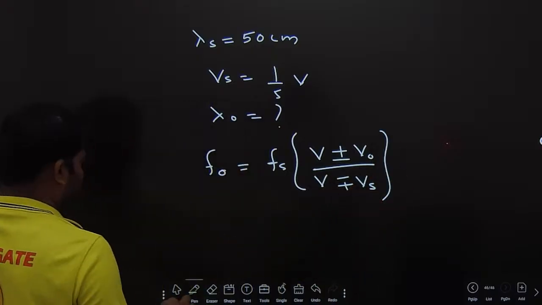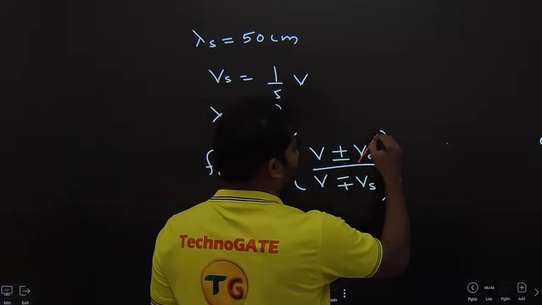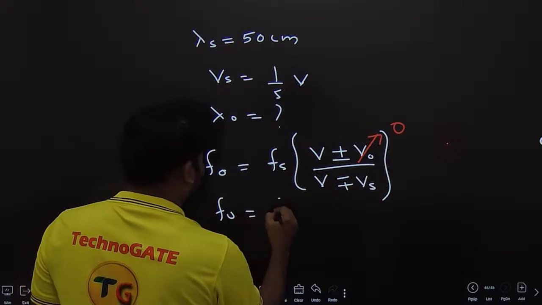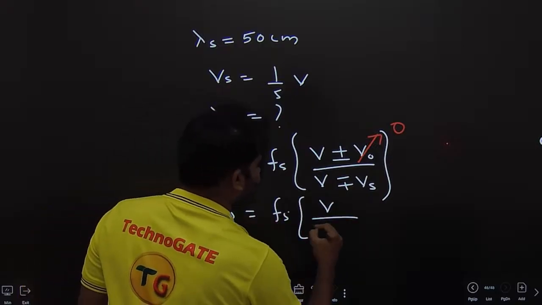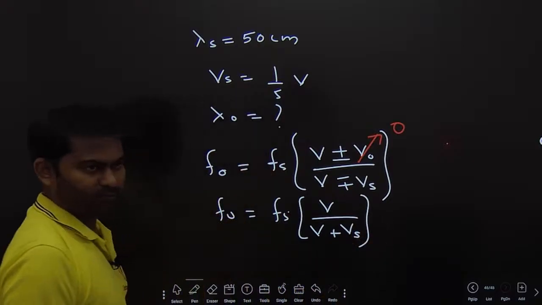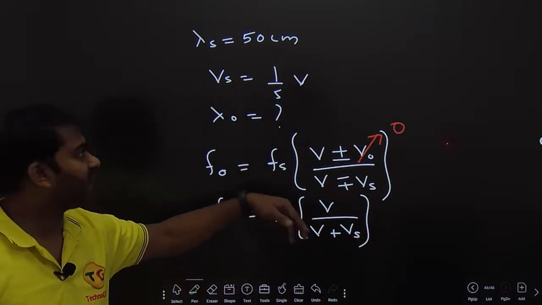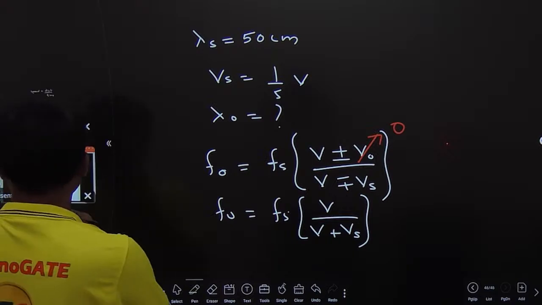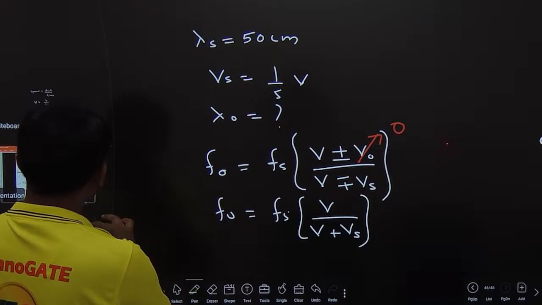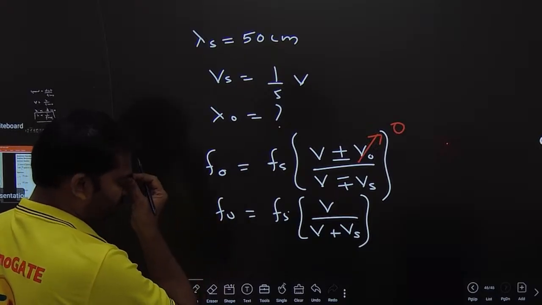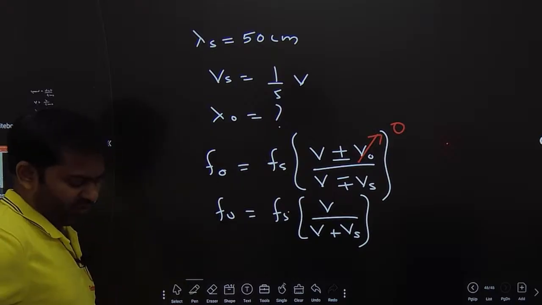Here the observer is stationary, so this part is 0. And here the source is going away, so we need to keep plus, because it is in the denominator. Source is going away from the observer. Let me read the question. A source of sound producing wavelength of 50 is moving away from the observer. Stationary observer, so V naught is 0, and it is moving away from the observer, so Vs should be taken with a positive sign.